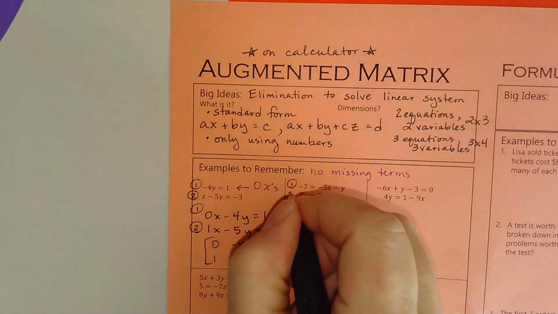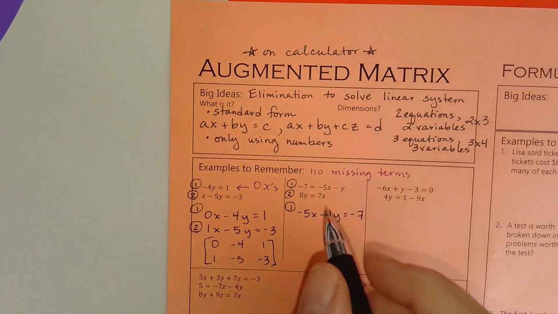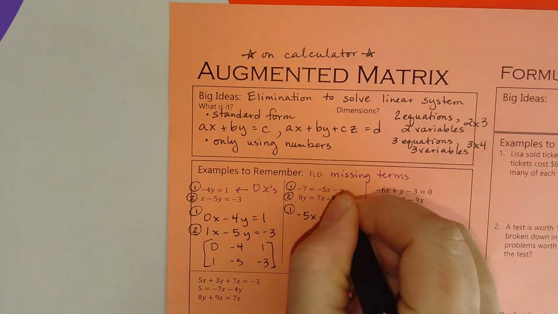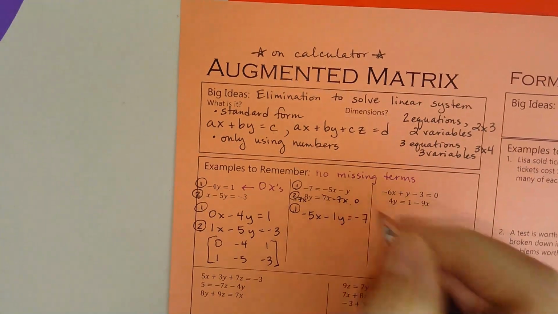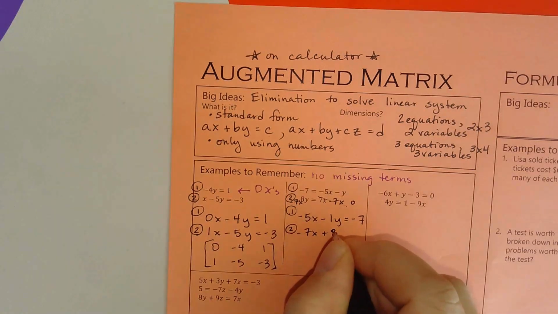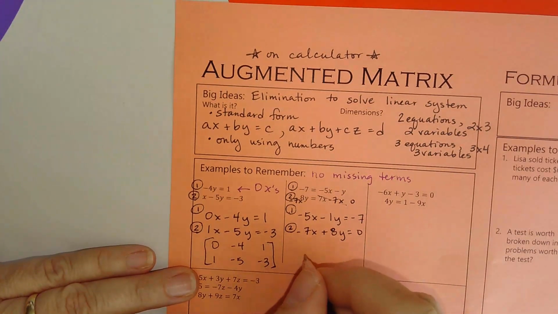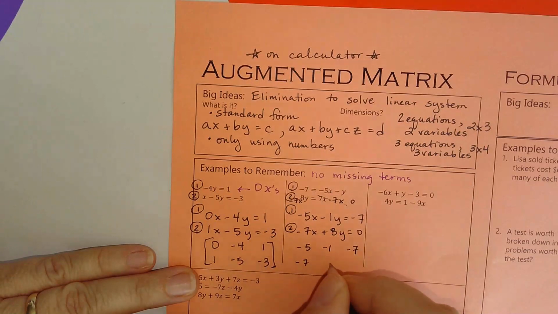For my second equation, x and y are on opposite sides of the equal sign. If I move this 7x to the left side, then I'm left with nothing on the right side. So my equation in standard form would be negative 7x plus 8y equals 0. As a matrix, I'll write this system as negative 5, negative 1, negative 7, negative 7, 8, 0.